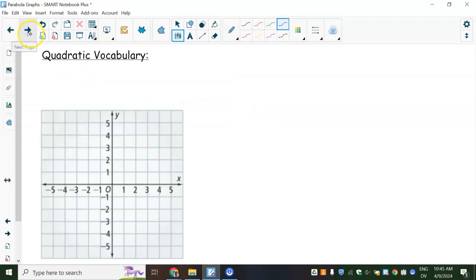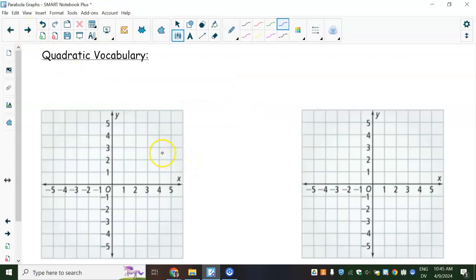Alright, so the first thing is to review some vocab. I have two graphs here because you can either have your parabola opening up like this, and that happens usually when the x squared part is positive, or you can have it upside down, and that happens anytime the equation has a negative x squared.